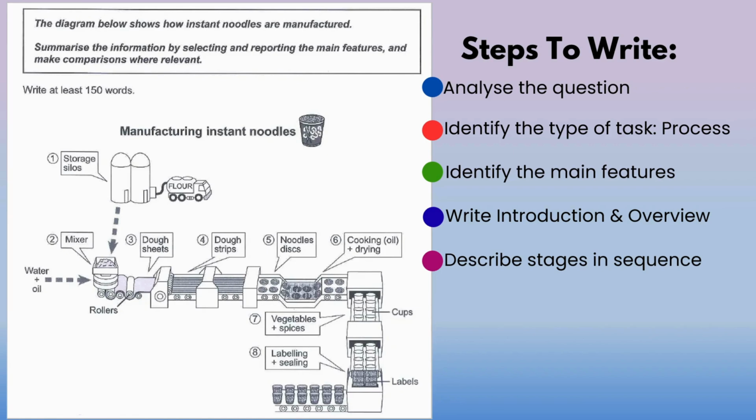You should describe the stages in sequence. You can see in the image it is 1, 2, 3, 4, 5, 6, 7, 8. So you have to describe all the 8 stages that are shown in the image. Use passive voice. Please don't use direct voice. Use a passive voice and linking words.